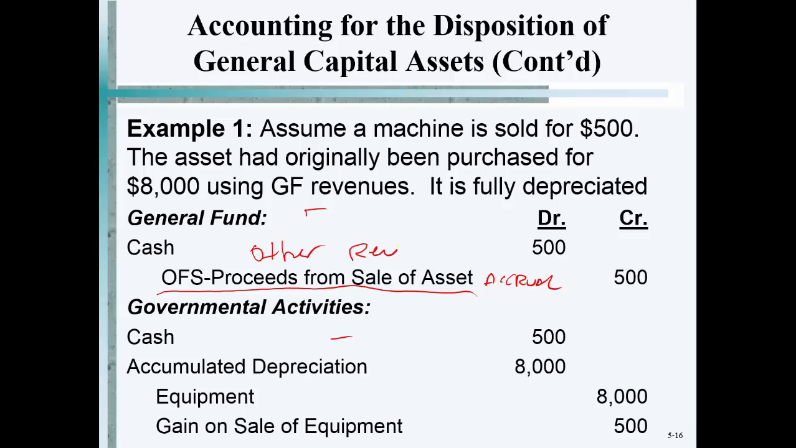And I asked MGO when they were here last time, so is it other revenue? He said, you can tell me. Is it other revenue or other financing source? And they said, we don't know. It's whatever. I mean, it's not something that has been called out real specifically in the standard. So it can either be other financing sources or other revenue that you'd call that. Okay? Okay, good. So that's when we dispose of an asset.